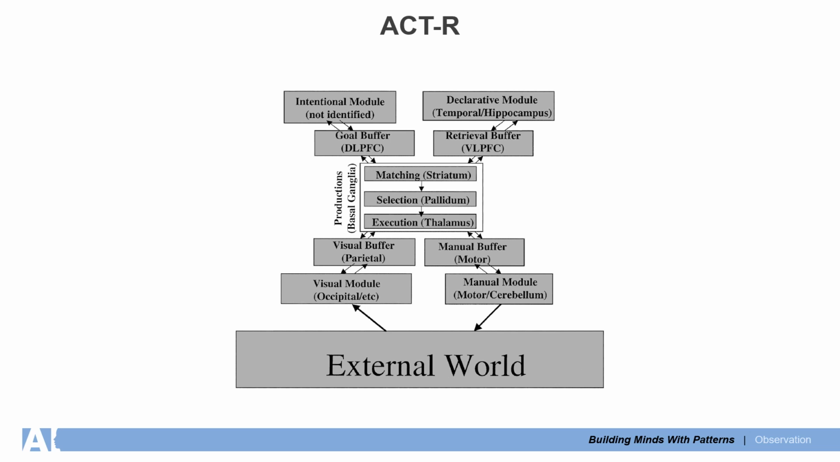From the 2004 paper, An Integrated Theory of the Mind, John Anderson and Associates discuss the Adaptive Control of Thought Rational, or ACT-R, cognitive system. We can see it has many correspondences to brain regions, as well as a few non-correspondences, such as the intentional module.